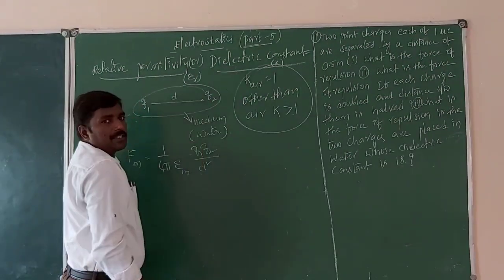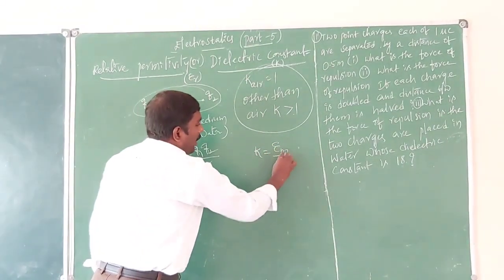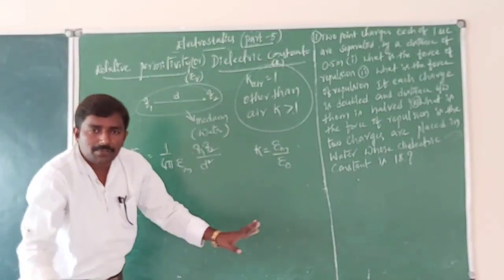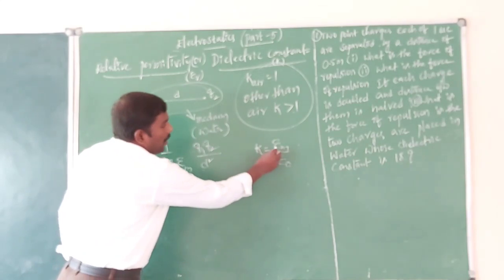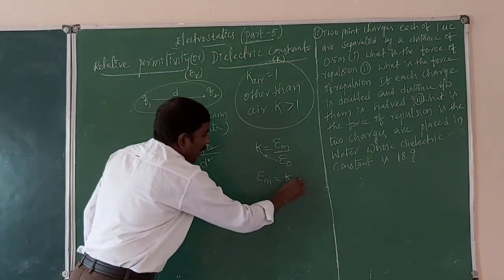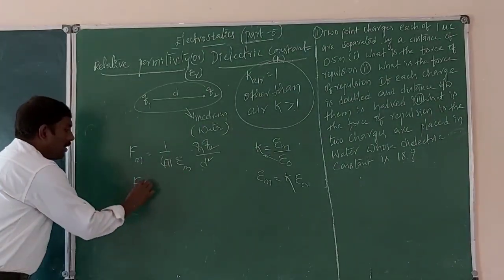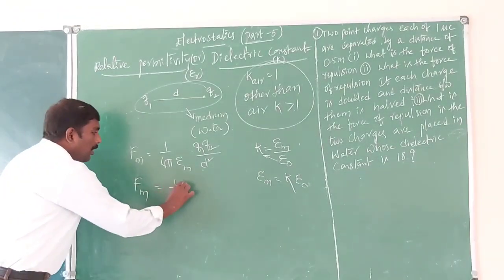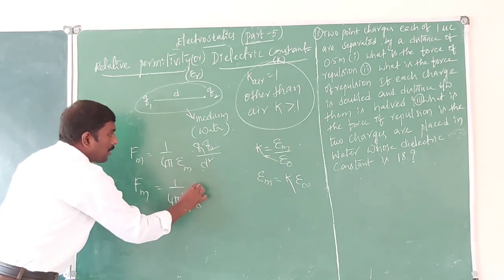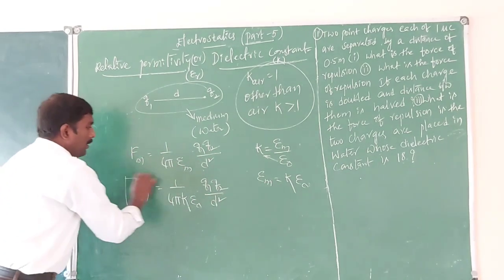By using the definition of dielectric constant, K is equal to epsilon m by epsilon naught. It is a pure number, no dimension formula, no SI unit. So I want epsilon m. Epsilon m is equal to, by cross multiplication, K epsilon naught. Substituting epsilon m in this equation, Fm is equal to 1 by 4 pi K epsilon naught Q1 Q2 by d square.